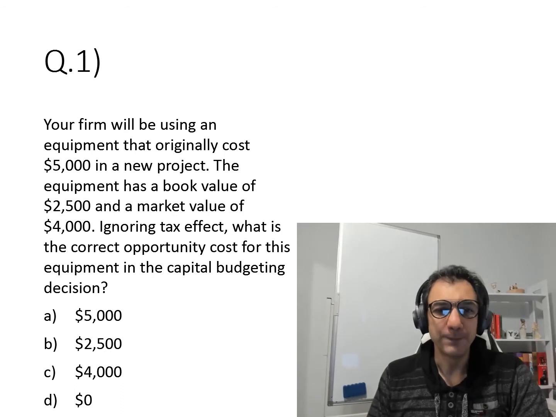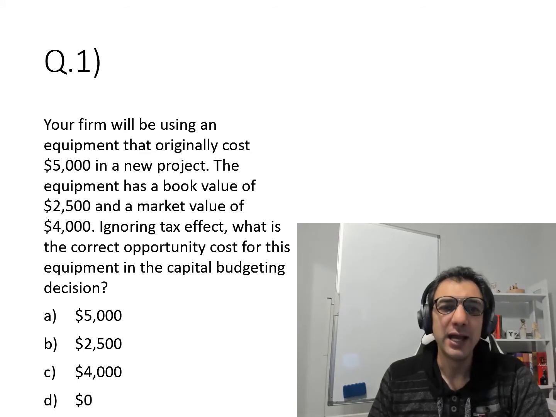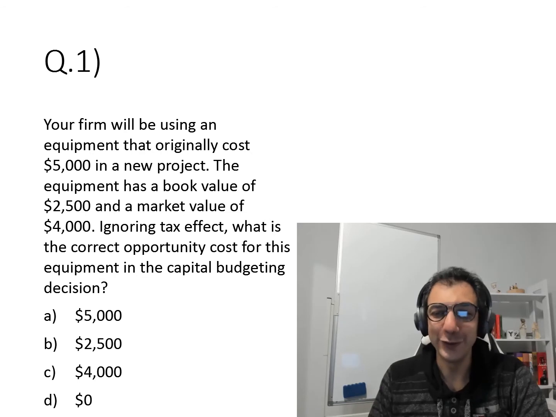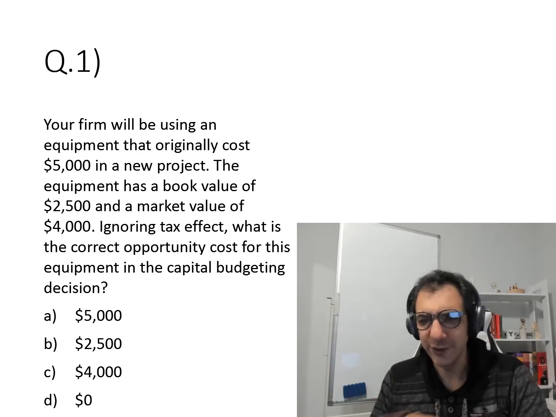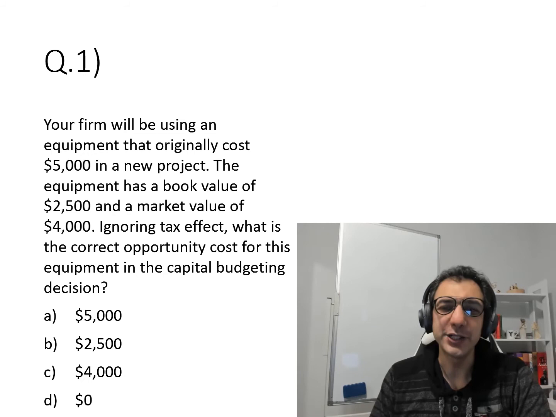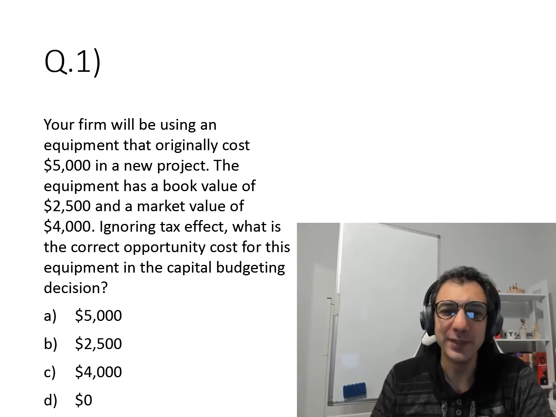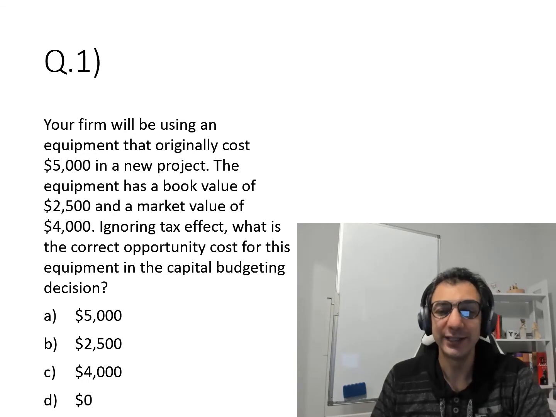The first question. So we're talking about the equipment which costs you $5,000, and we know the book value $2,500 and the market value $4,000. Now let's ignore the tax impact. What's the correct opportunity cost for this equipment in the capital budgeting decision?